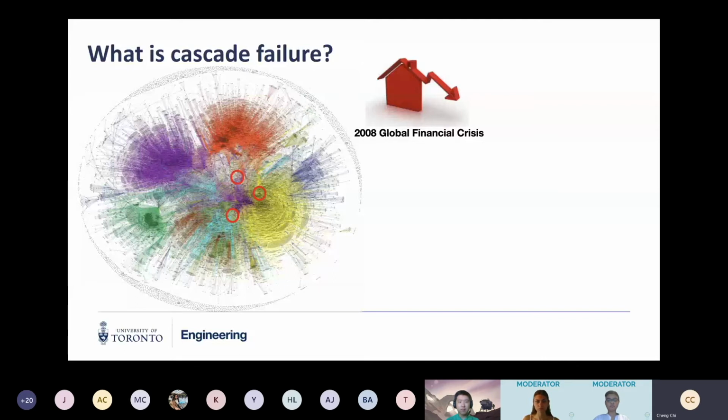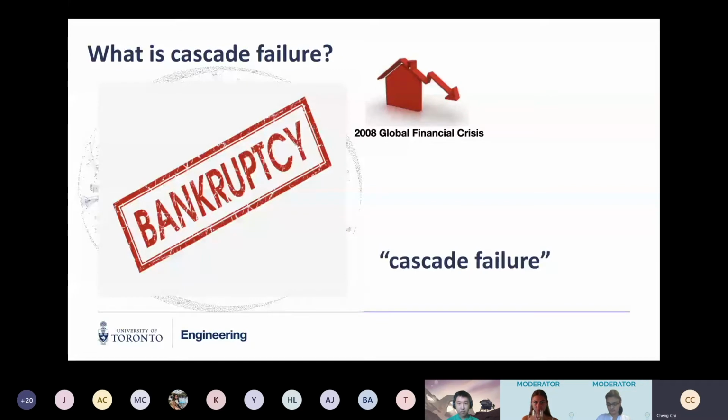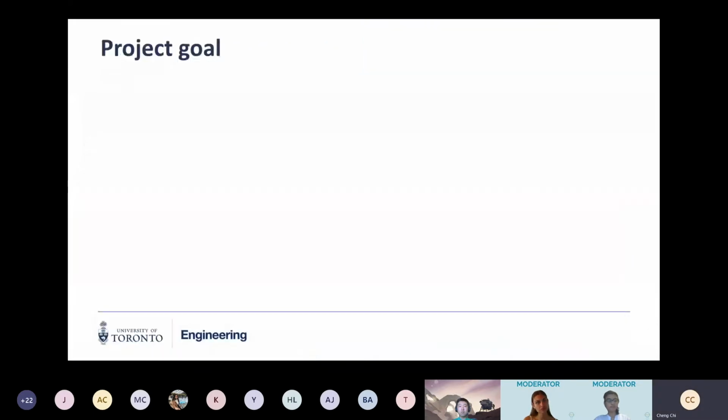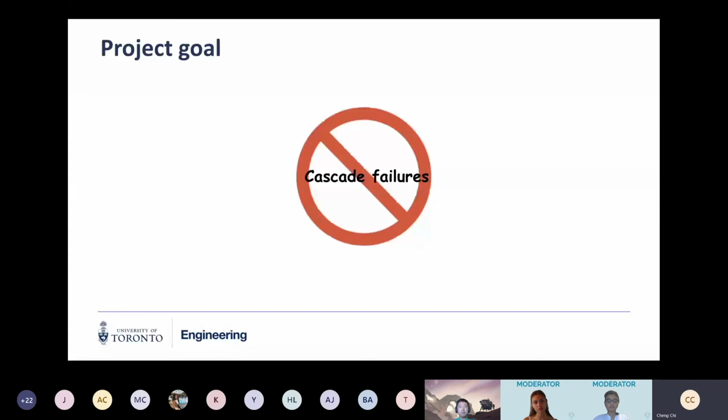This phenomenon is called cascade failure. As a result of the whole banking network crashing, companies cannot borrow enough money from the bank for their daily operations. Average people worried about the safety of their money and emptied the ATM machines. And sooner or later, there's no milk in the grocery store. The whole world is asking banks to be held accountable. So in this process, we can already see that cascade failure is very severe in the banking network and is really bad for our economy. And our project goal is to mitigate them.